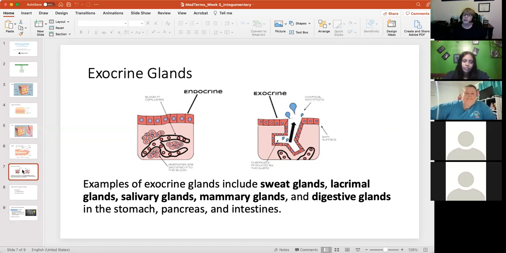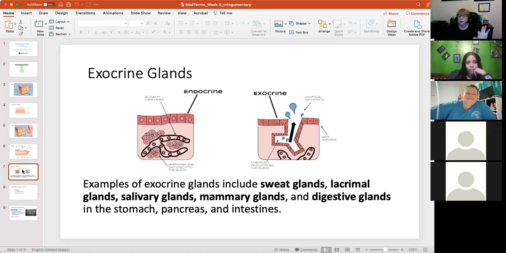And of course, your digestive glands, which is where your stomach, your pancreas, and your intestines are. Your pancreas exudes bile as the digestive food is going from your stomach to your intestines. We'll learn more about that in the digestive system.